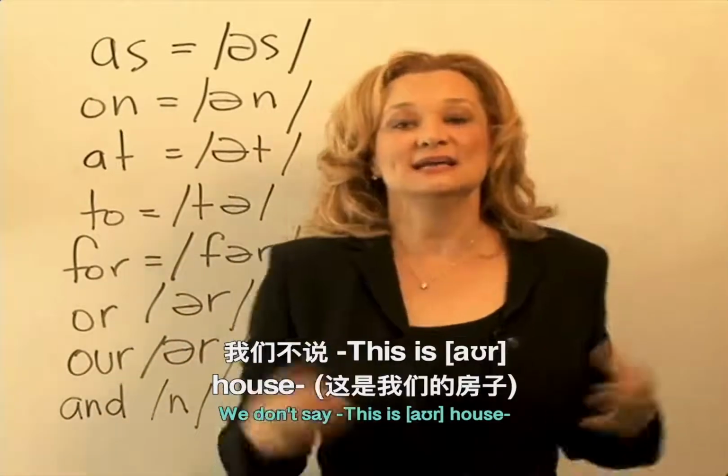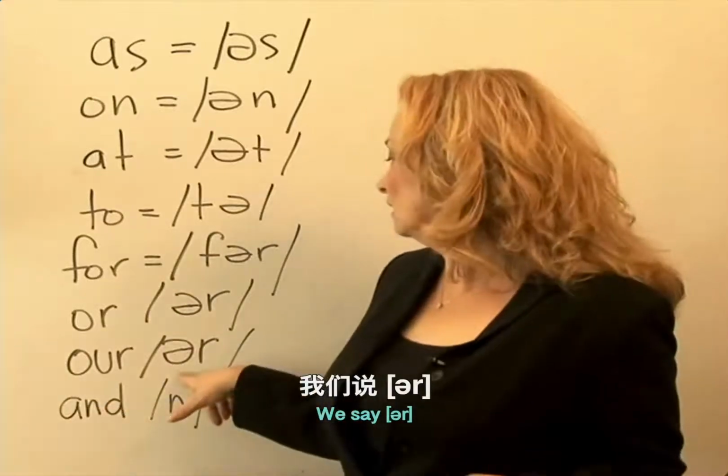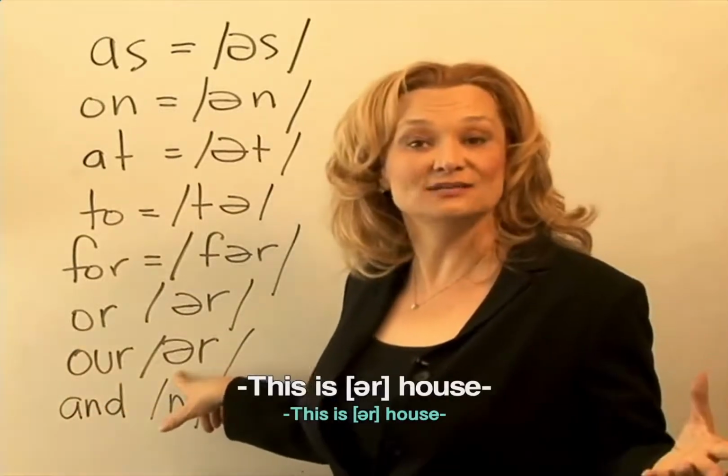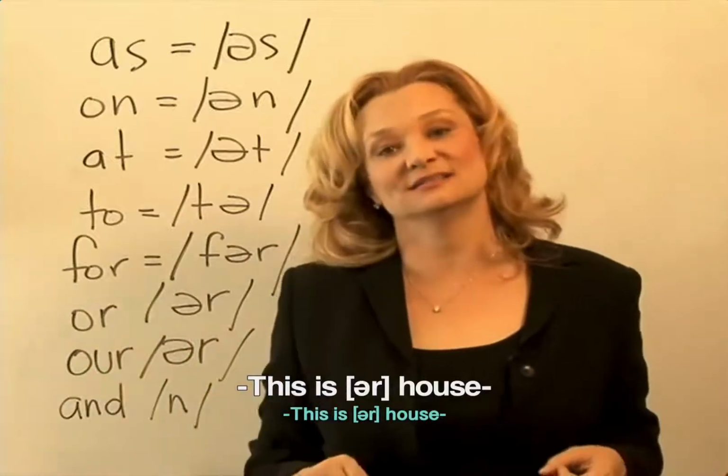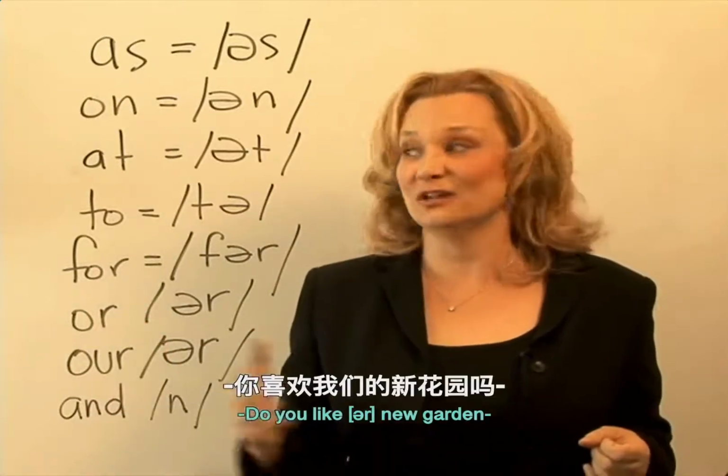Look at this one, "our." We don't say, "this is our house." We say, "ar." This is our house. This is our house. This is our car. Do you like our new garden?